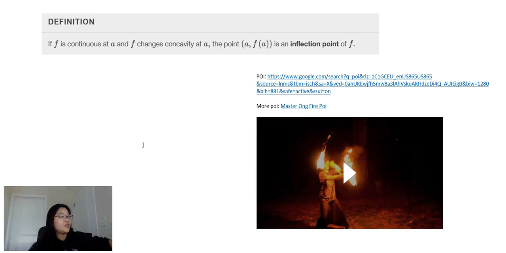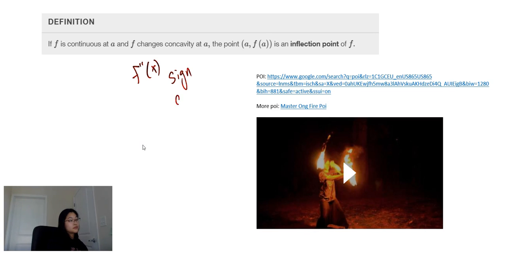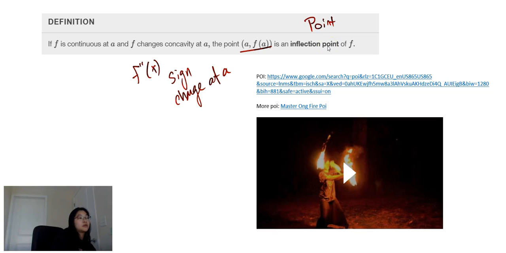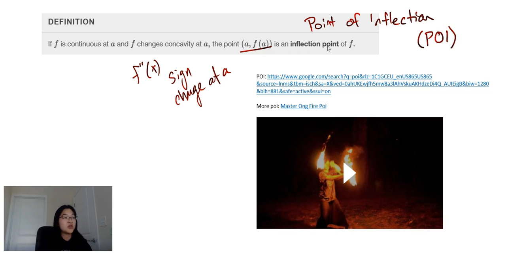So, if f is continuous at A, and f changes concavity at A, which means that f double prime changes signs at A, then the point A, f of A, is an inflection point, or point of inflection, which is sometimes endearingly referred to as POI, or P-O-I.